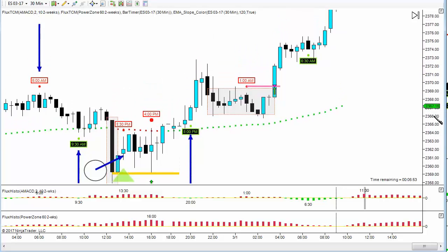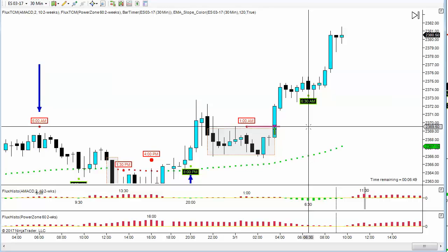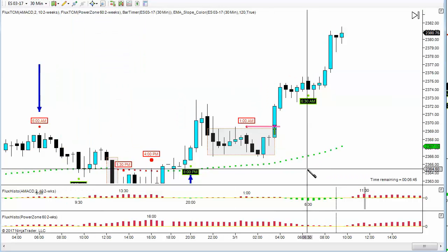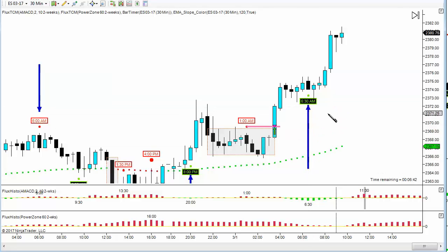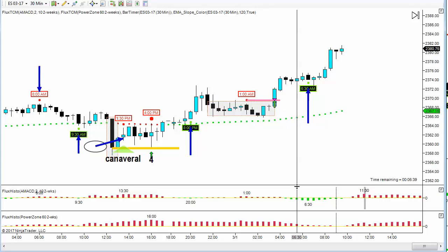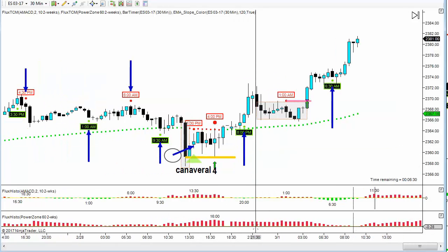The next signal occurred last night, or this morning rather, at 6:30 a.m. That was also a signal with trend. So overall, here's what I want you to see. The timing patterns are giving us very valuable insight as to what the market is most likely going to do next.